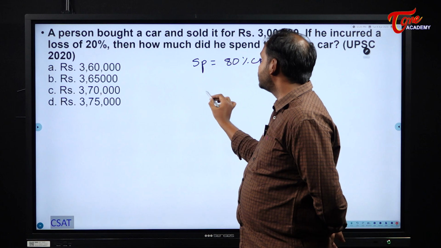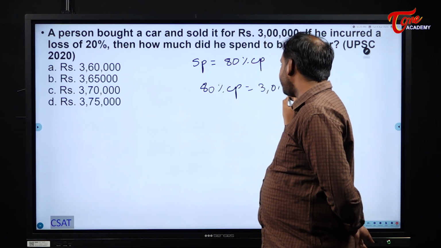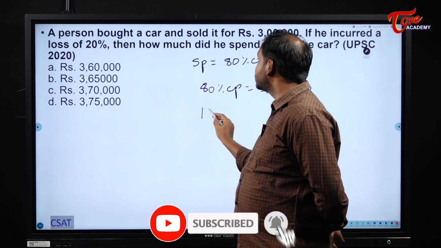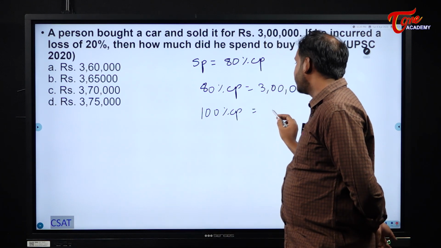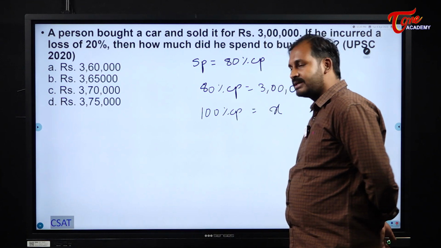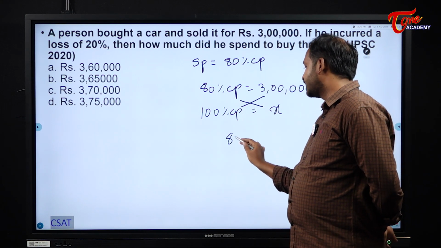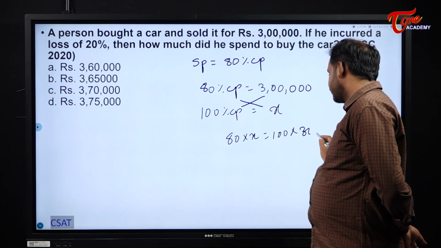So in this question, 80% of CP is equal to what? 3 lakhs. Very clearly they mentioned in the question. They are asking us the original cost price, how much was spent to purchase the car. Assume it as some X. Cross multiply, students, what you will get? 80 into X is equal to 100 into 3 lakhs.